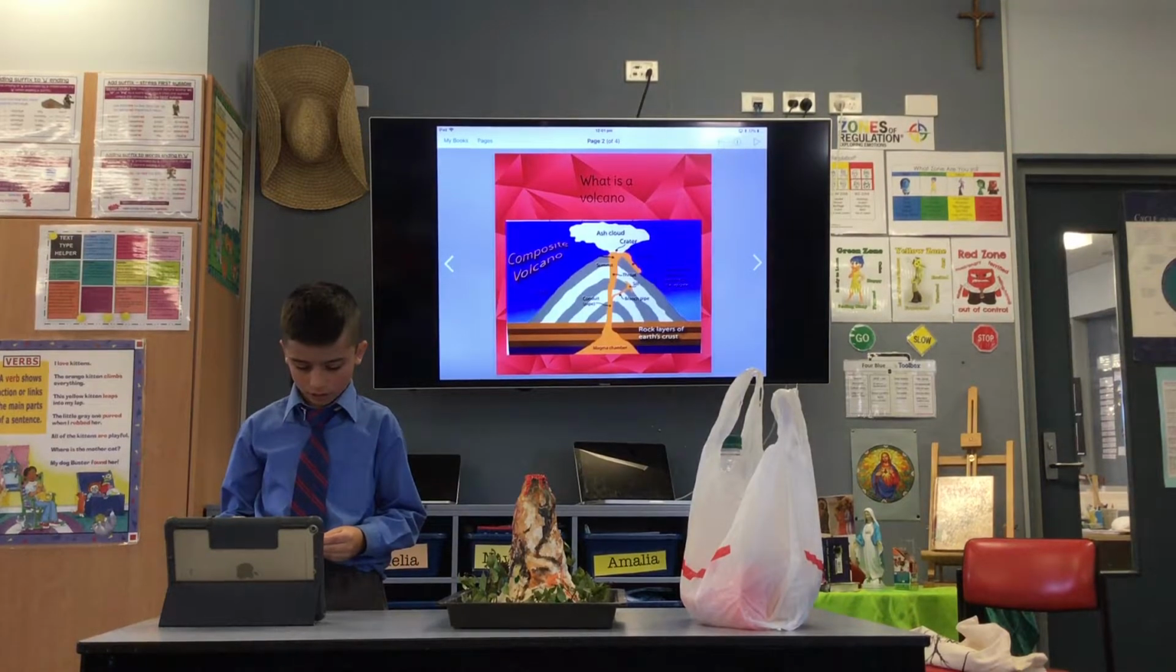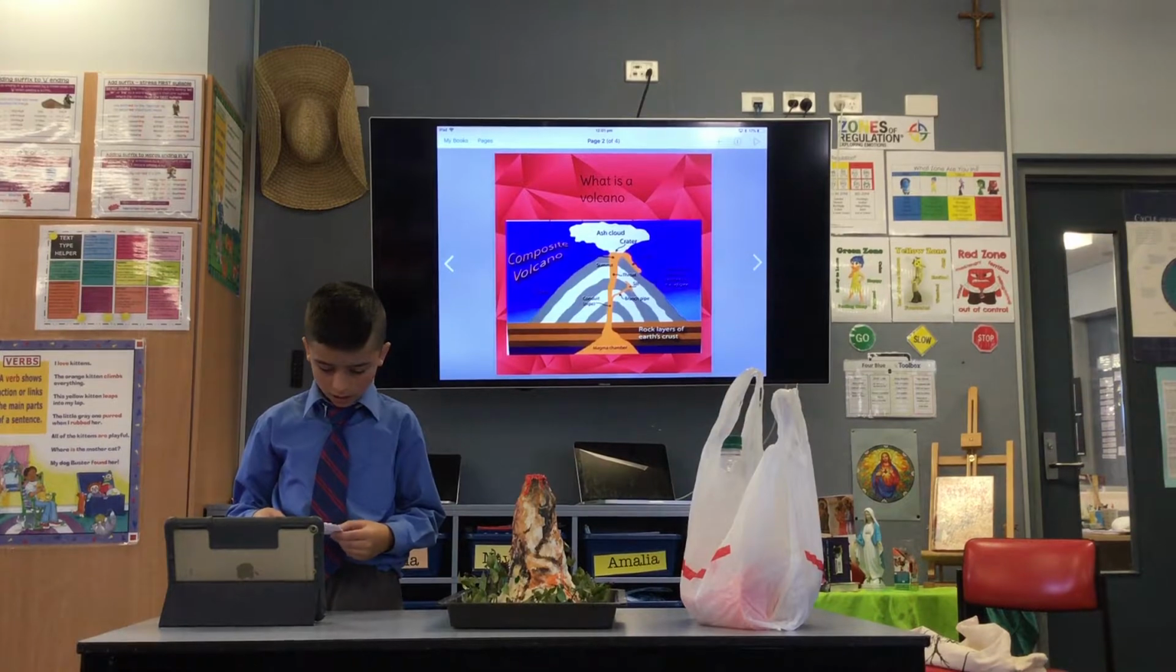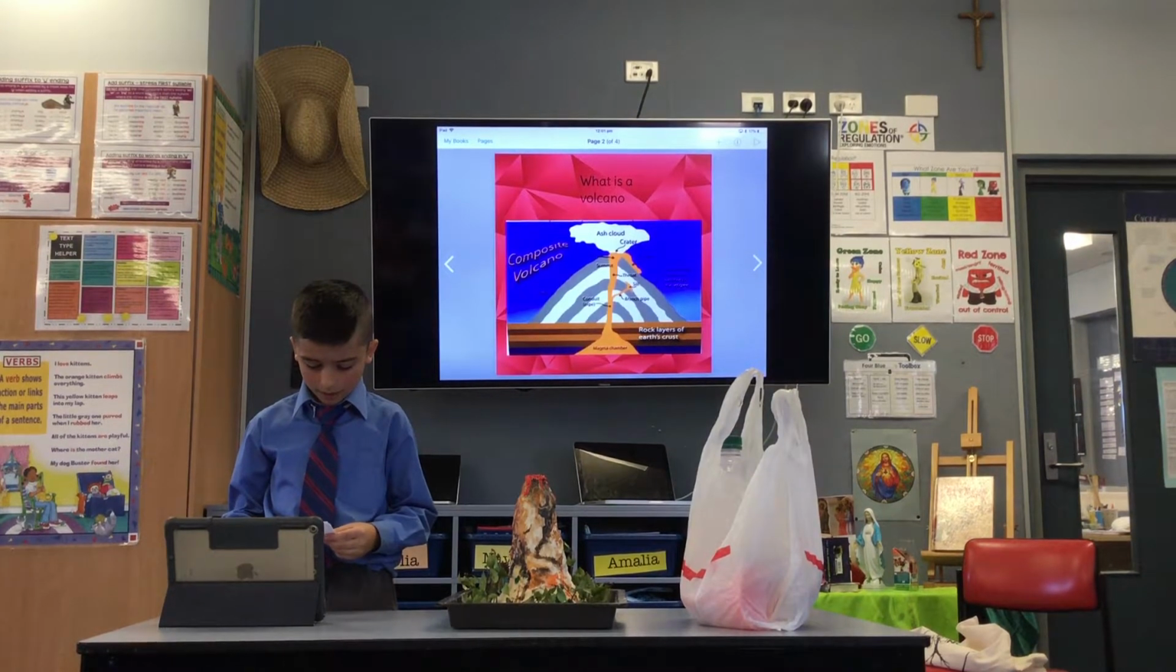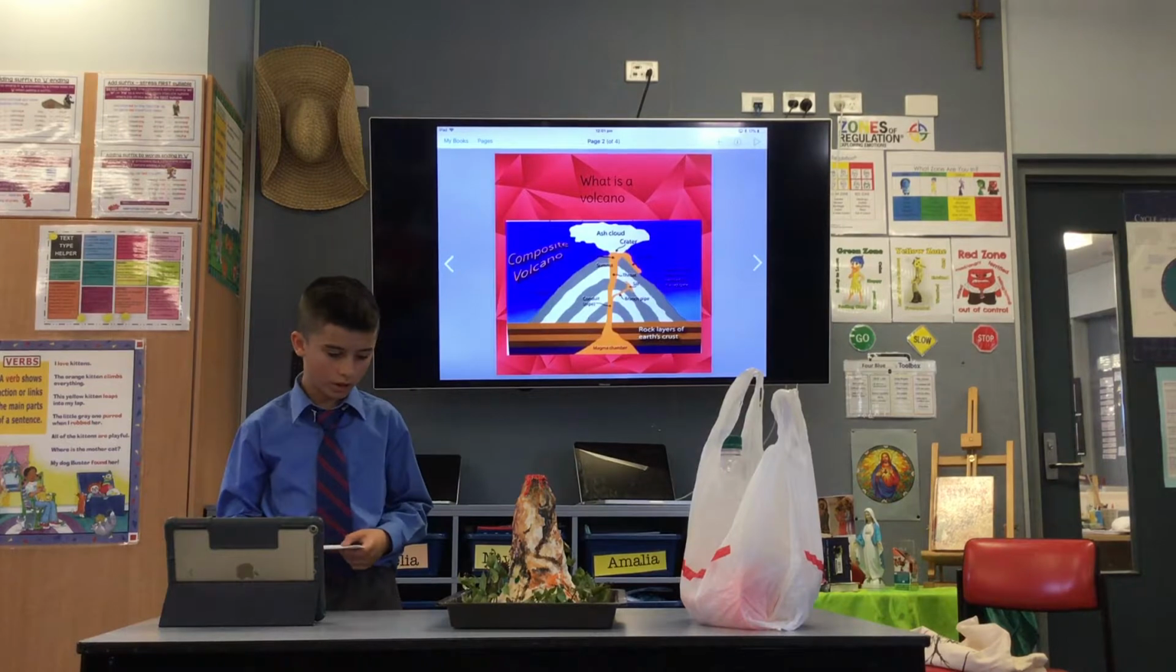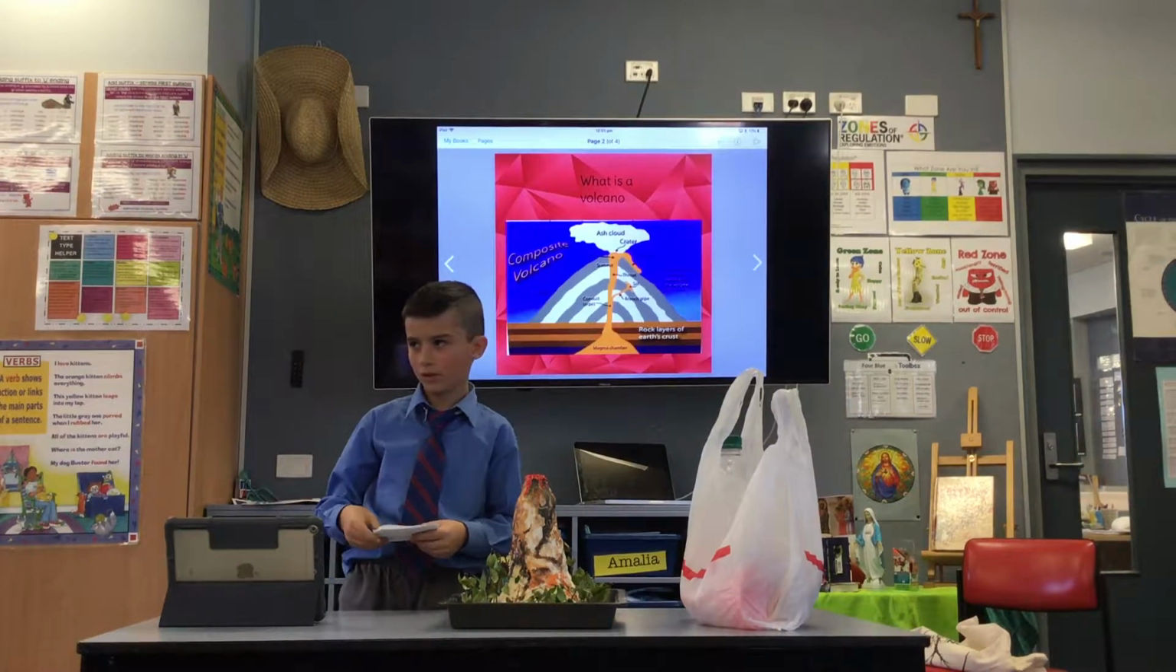How can a volcano cause destruction? Volcanic eruptions can cause bad disasters like tsunamis and earthquakes, and loss of life and land. Eruptions such as a lateral blast wiped out the whole village of Pompeii, and more recently the village in Guatemala. So now I'll move on to my experiment.